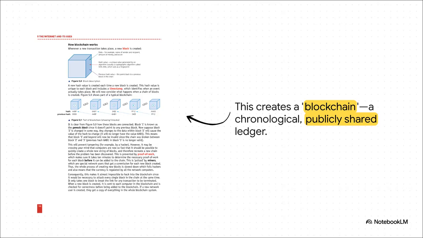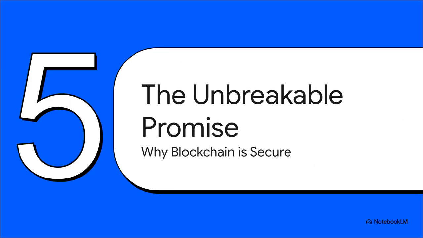And when you put it all together, this is what you get. A chain of blocks, all linked together one after the other in perfect chronological order. Each link is cryptographically secured to the one before it. What this creates is a public, shared, and unbroken record of every single transaction that has ever happened. That is the blockchain.